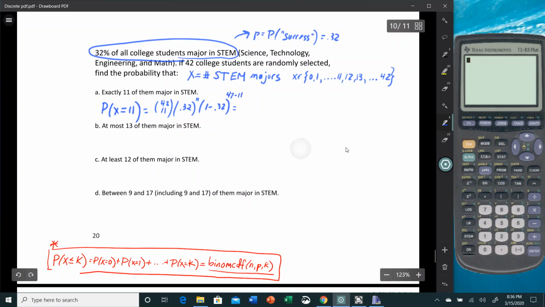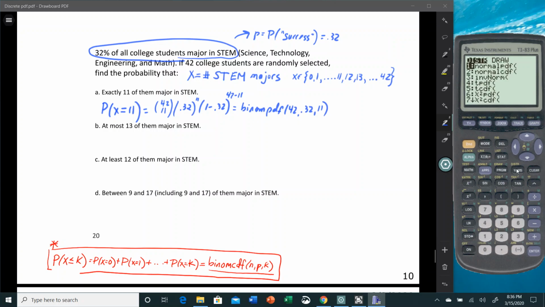So what is that? We can do that calculation using the binomial PDF. And the syntax there is n, which in this case is 42. p is 0.32. And the value of interest here is 11. So if we go to distributions, which is second vars, and we scroll all the way down up to 0 colon, n here is 42, p is 0.32, and the value of interest is 11.